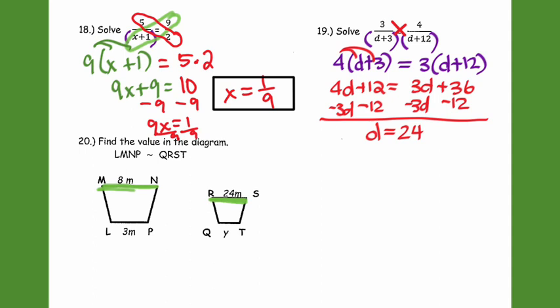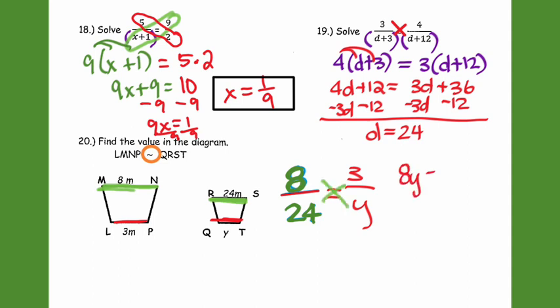On 18, we have a shape, and we know that we can match the shapes because it says that they're similar right here. It says that they are congruent, which means that sides are proportionately accurate to each other no matter what the numbers look like. So we know that 8 is going to be proportionate to 24, and 3 will be proportionate to y, and then we can solve again by cross multiplying.